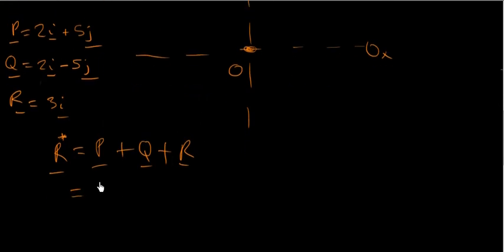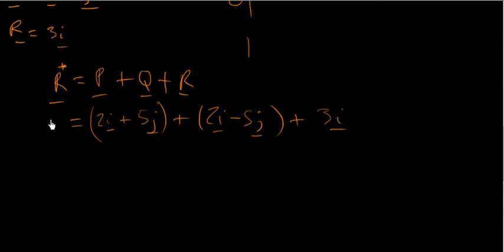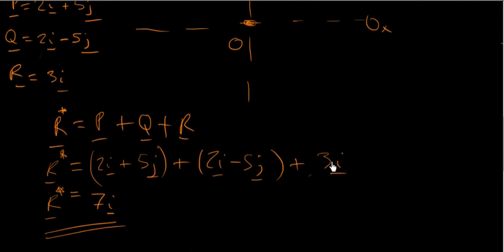And so that means 2i plus 5j, which is P, plus 2i minus 5j, which is Q, and the 3i, that's R. So literally we just do the i's with the i's and the j's with the j's. 2i plus 2i is 4i, plus 3i is 7i, and 5j plus minus 5j, that's 0j. So we are done.